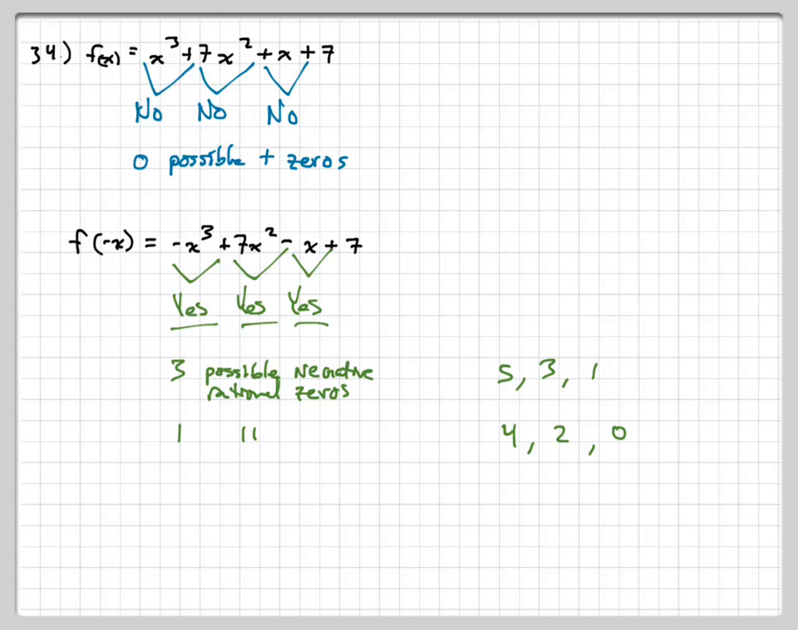Now, this actually does come in handy. When you're finding all possible rational zeros and you're trying to pick which ones you should test, this might come in handy. Like if you knew that there are no possible positive zeros, then you wouldn't try any of the positive numbers. You would only try the negative numbers. So it kind of helps limit what you need to test.